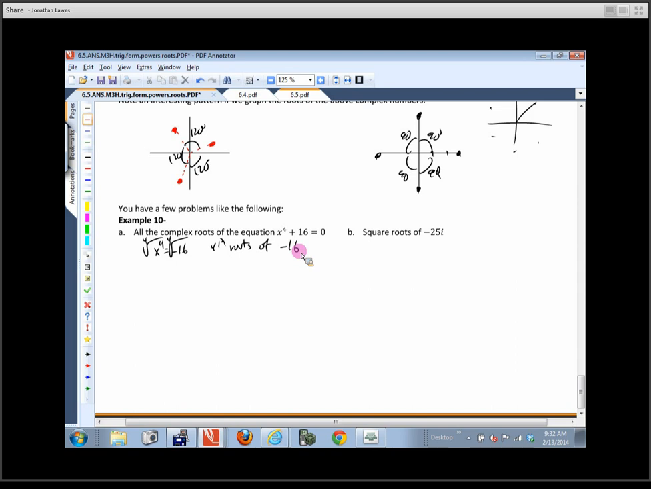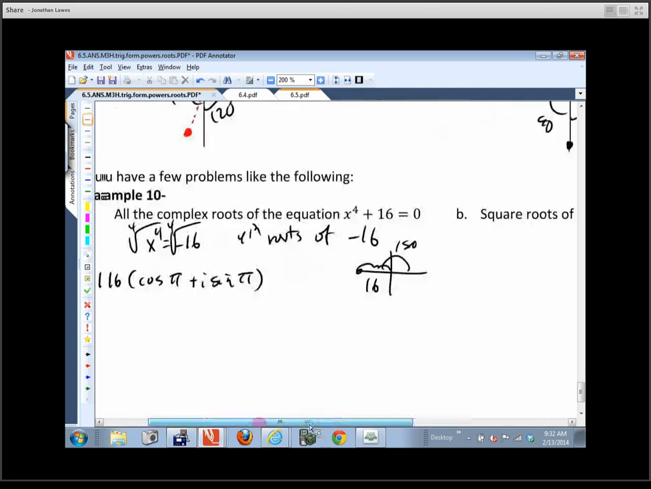If you're going to find them using this method, here's what we do. Negative 16 is a real number. It's right there. How far away is it from the origin? 16, not negative 16, 16. What is the direction angle? 180. So in trig form, our original number is 16 cosine, and I'm going to do this in radians, okay? Cosine pi plus i sine pi. Everybody good?